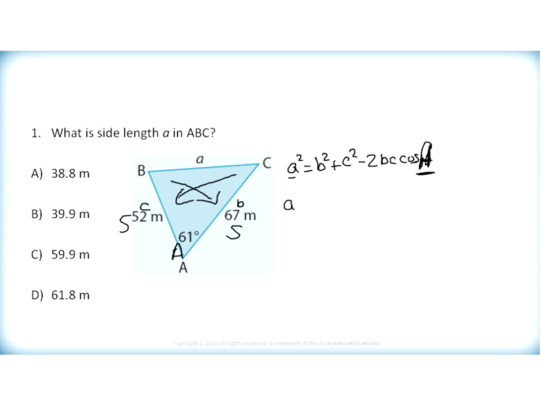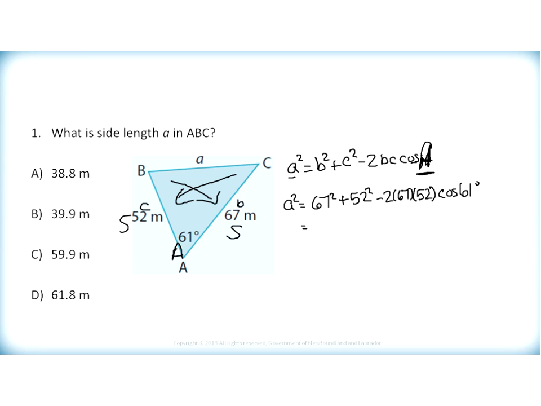So I write in the letters that I know. So B is 67, C is 52, so it's 67 squared plus 52 squared minus 2 times 67 times 52 times the cos of the angle A, which I know is 61 degrees. So I can type that in exactly as I see it on my calculator.